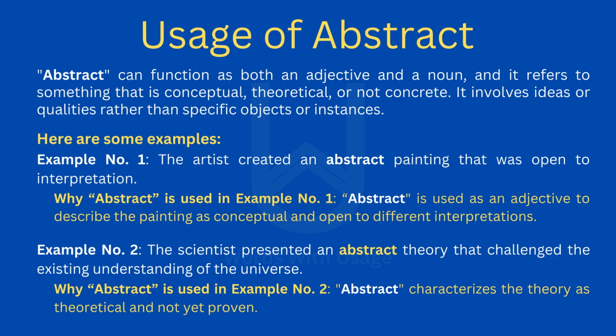Example number 2. The scientist presented an abstract theory that challenged the existing understanding of the universe. Why abstract is used in example number 2. Abstract characterizes the theory as theoretical and not yet proven.